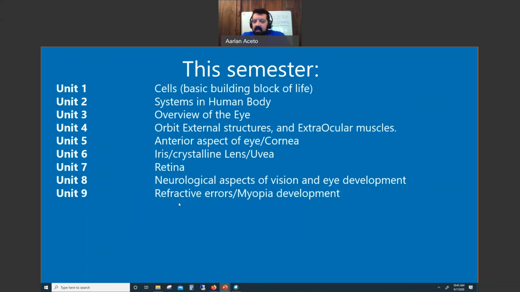We will pay special attention to myopia development. Now, refractive error is how the eye is shaped. How it works has a profound effect on what refractive error you have. Are you nearsighted? Are you farsighted? Do you have astigmatism? Do you need reading glasses because you're presbyopic?